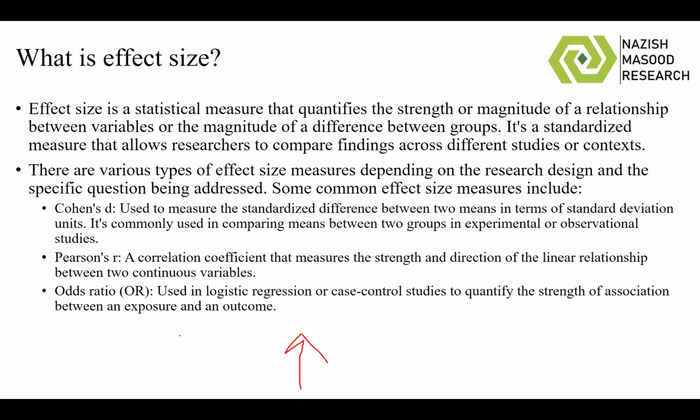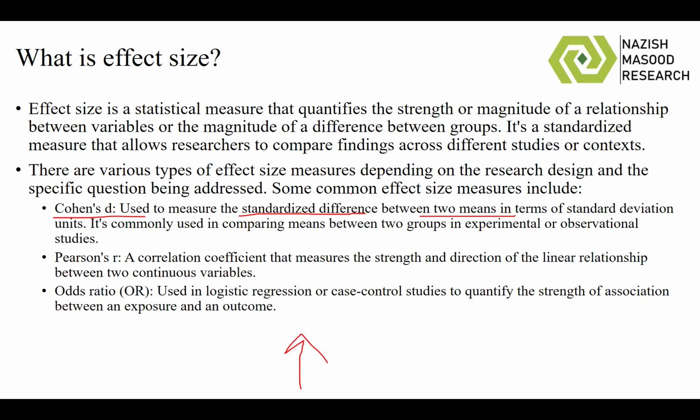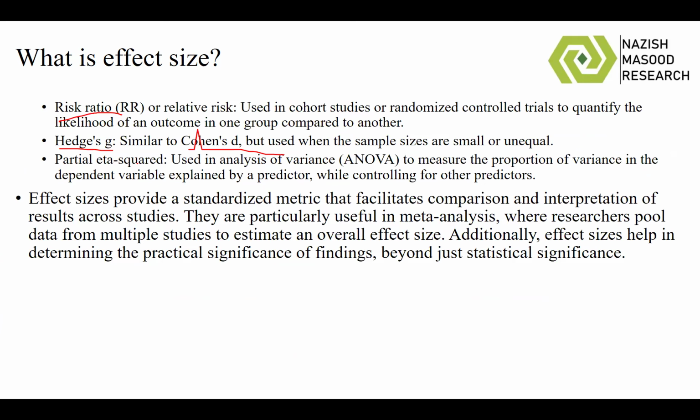Now, what are the different types of effect sizes? The effect size can be the standardized difference between two means, which we call Cohen's d. We can also use Hedges' g, which is again a mean difference adjusted for the sample size. Or it can be Pearson's r, which is the correlation coefficient, or it can be an odds ratio, or a risk ratio, or partial eta square, which we get if we are applying ANOVA, in which again we are looking at the variance between three or more predictors.